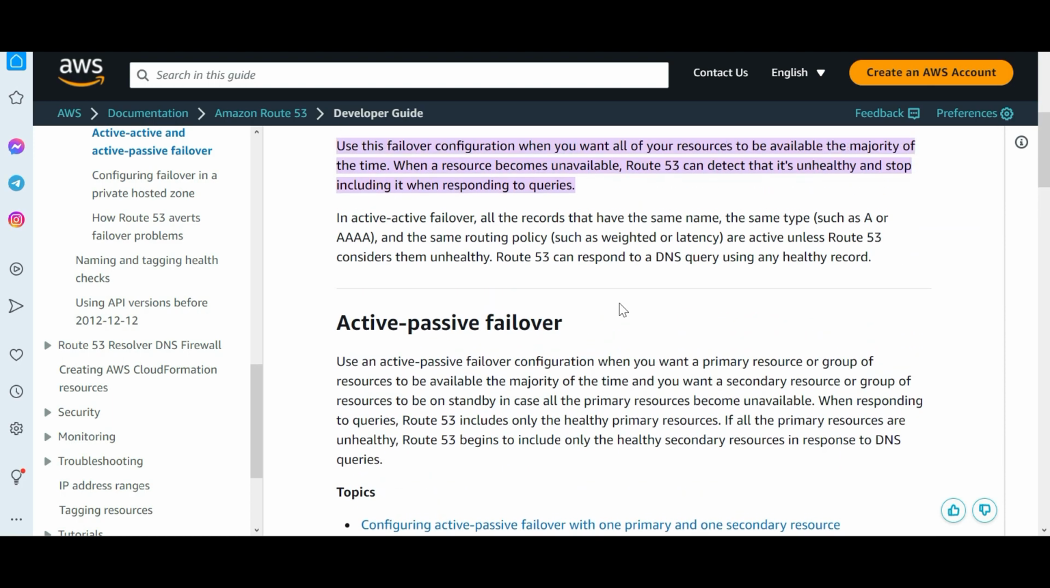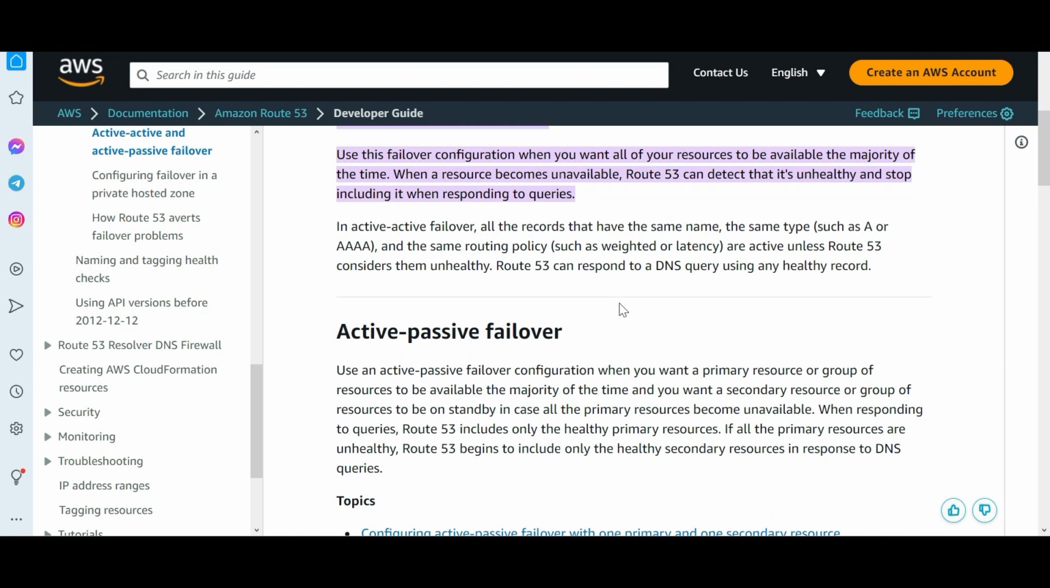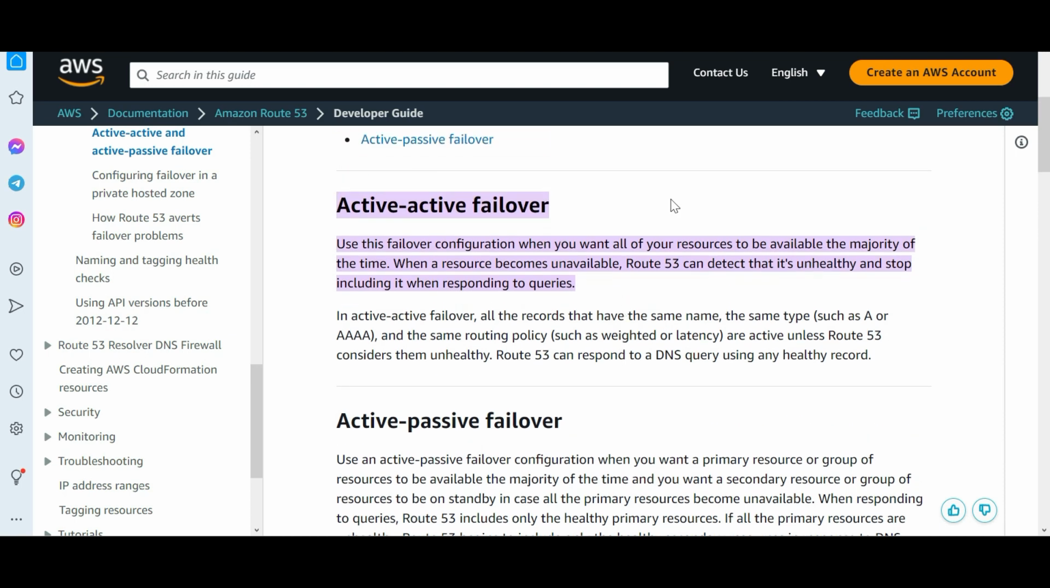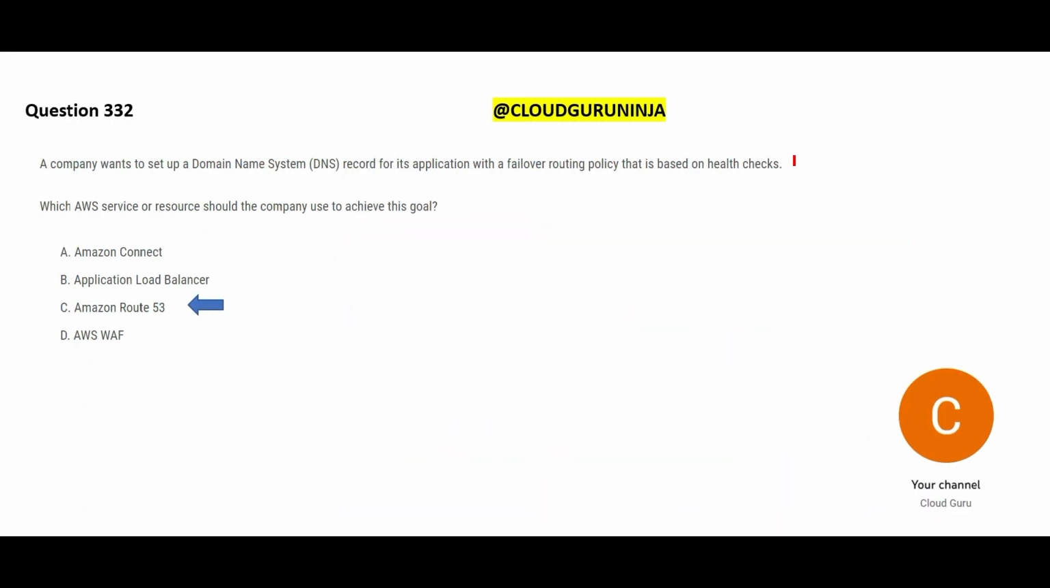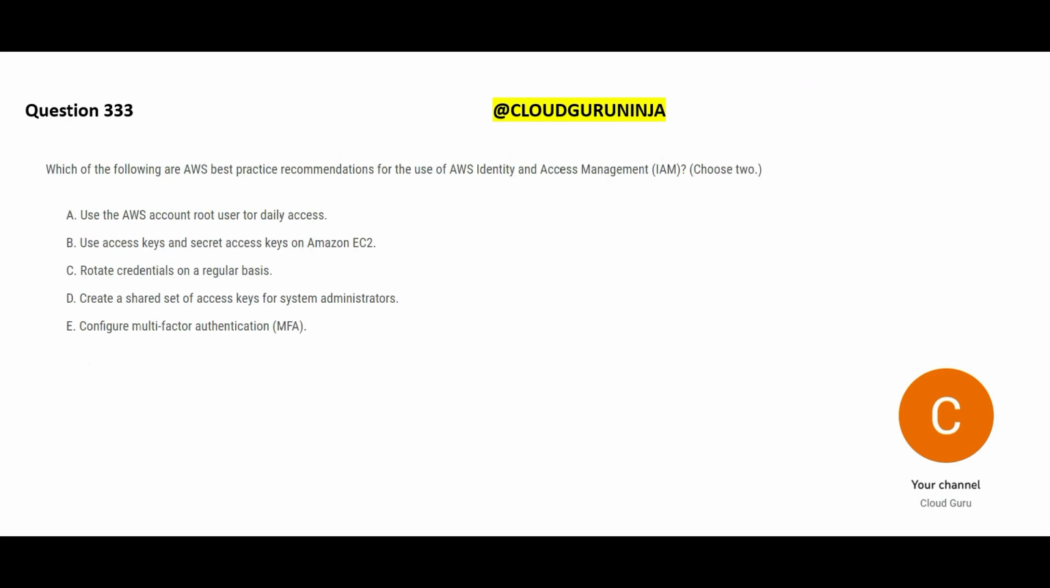What is active passive? Pause this. Active, pause this. So this is our answer. Okay. Now the next question. For IAM, what are best practices? It is asking what are best practices for IAM.